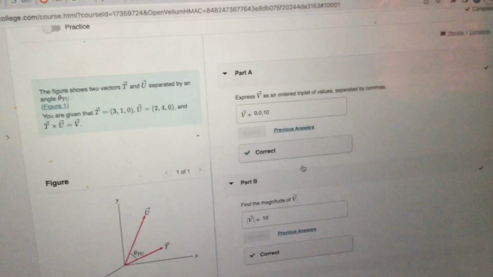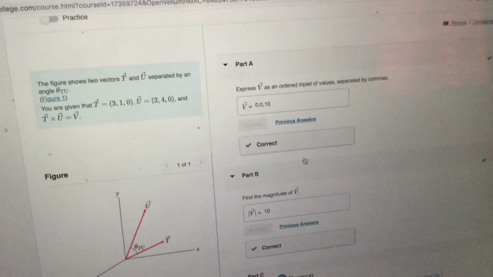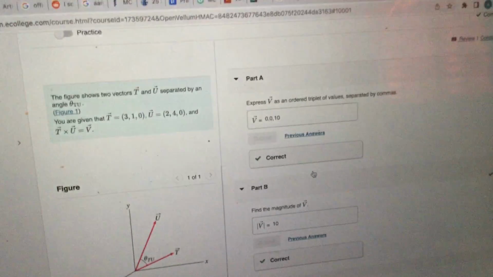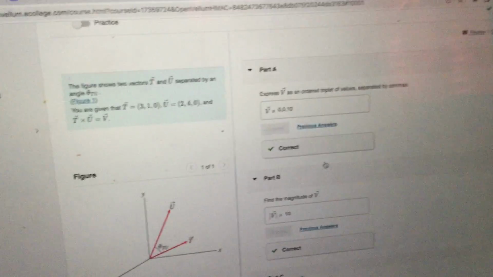Hello, Professor Lohman. This is test 1, question 9. We'll start with part A. Question A says, express the vector v as an ordered triplet of values separated by commas.